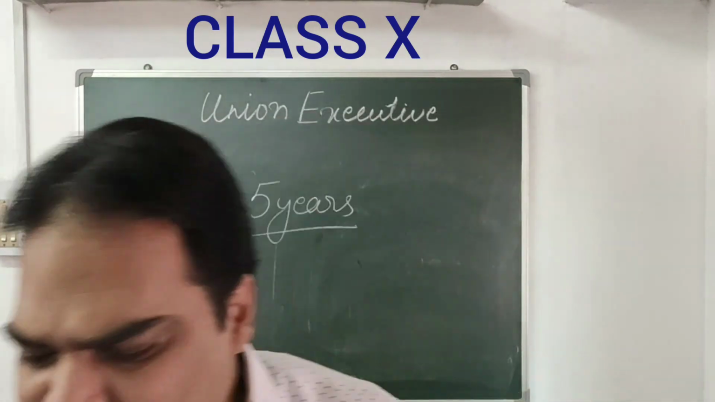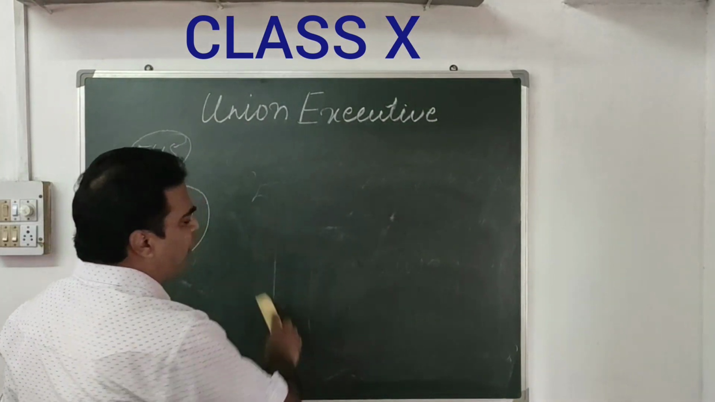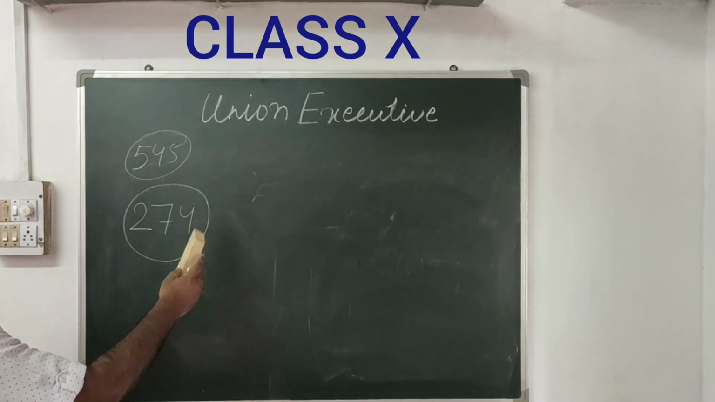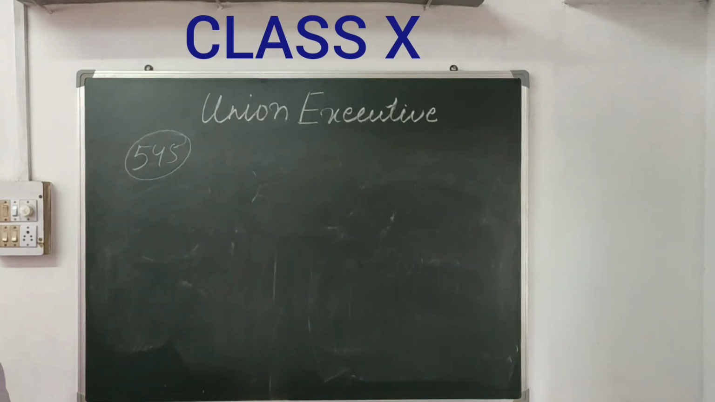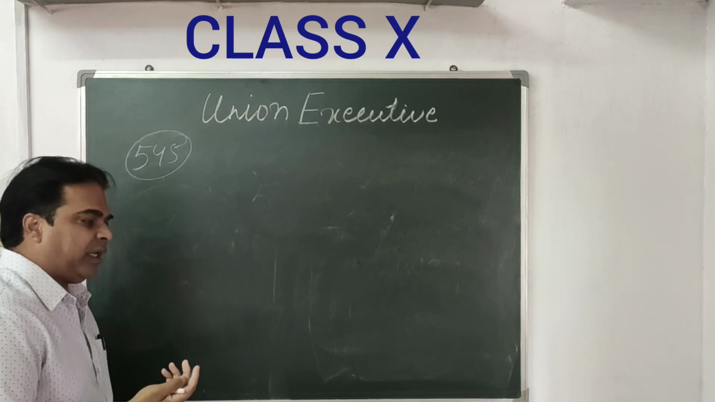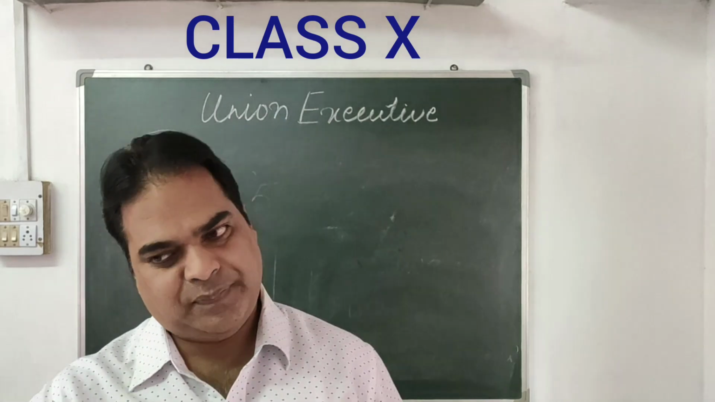But sometimes what happens is that the government which is formed is not of full majority. Suppose, for example, 274 seats are required, but the government is formed including other parties.